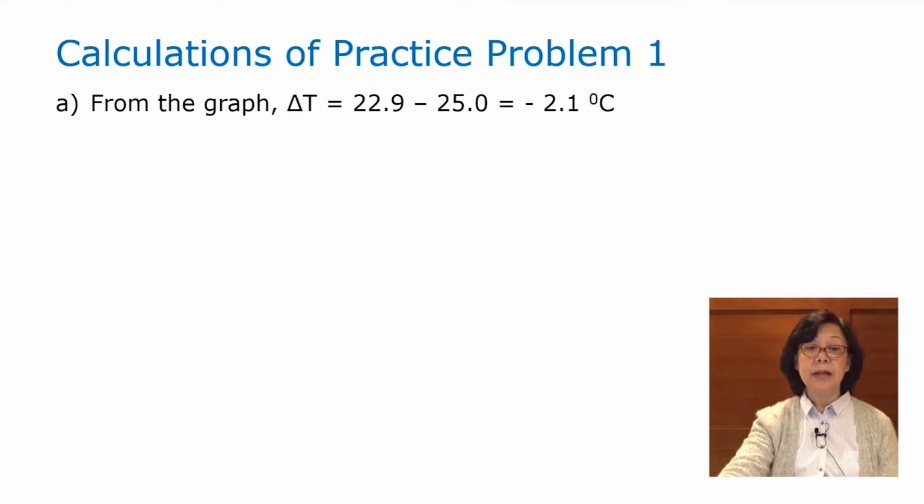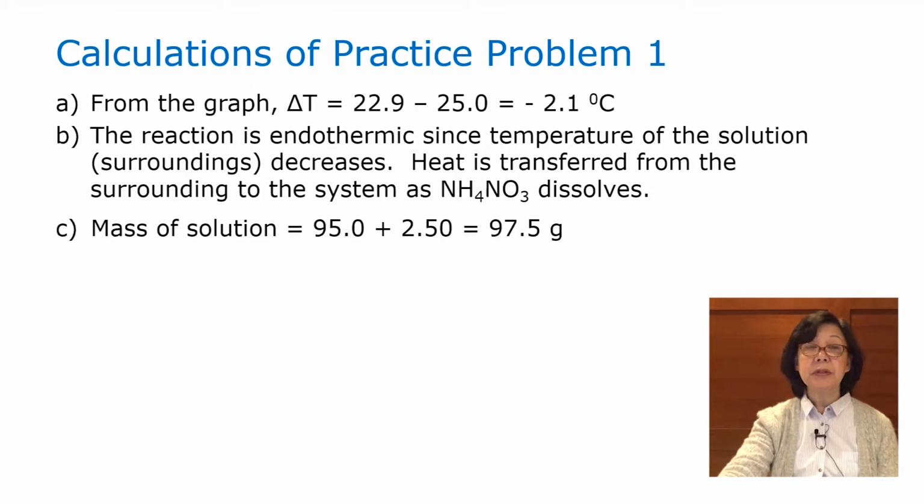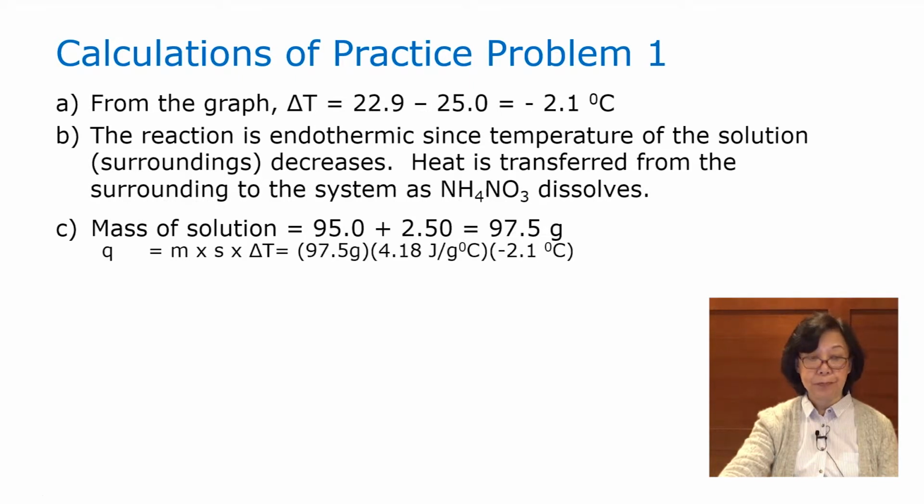From the graph, we can calculate the delta T, which is 22.9 minus 25 degrees C, or negative 2.1 degrees C. The reaction is endothermic because the temperature of the solution went down. The heat is transferred from the surroundings to the system as ammonium nitrate dissolves. The mass of the solution is the water, 95 grams, plus 2.5 grams of ammonium nitrate, the solute, to make up a total of 97.5 grams.